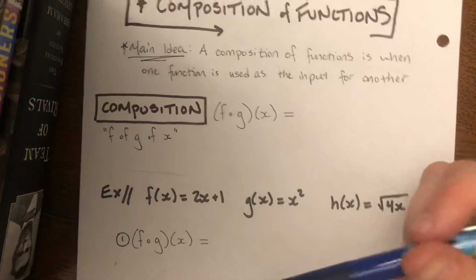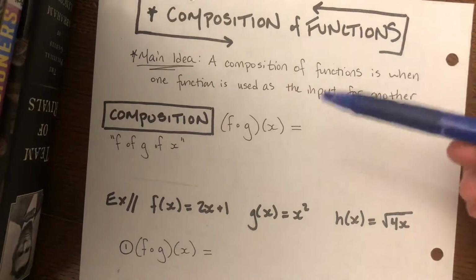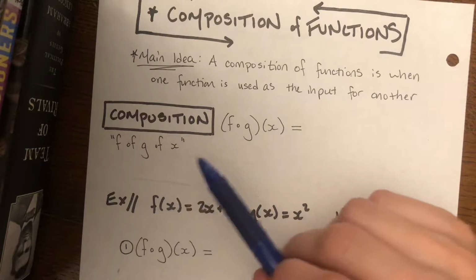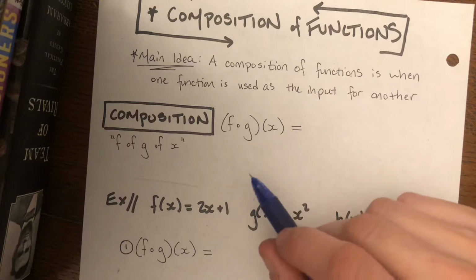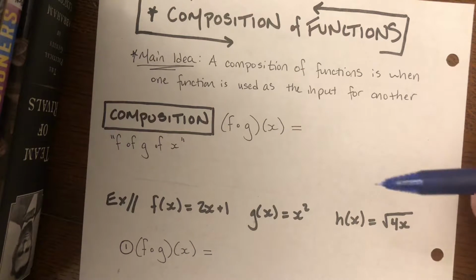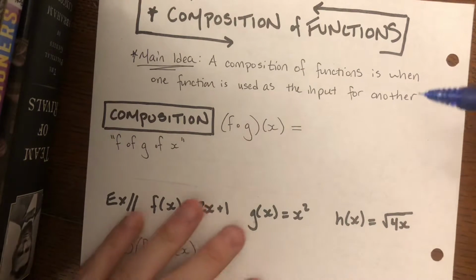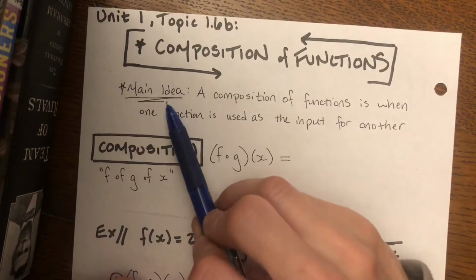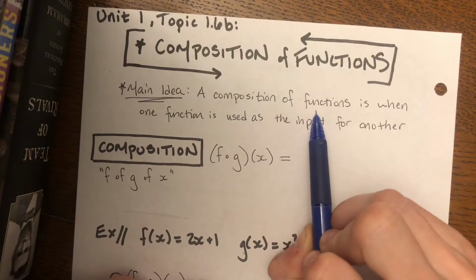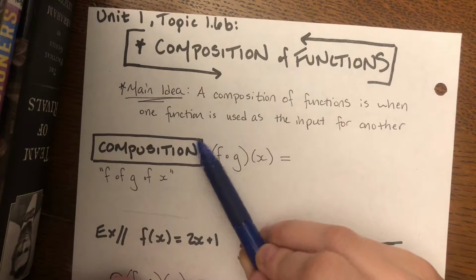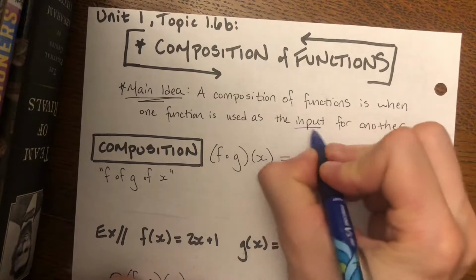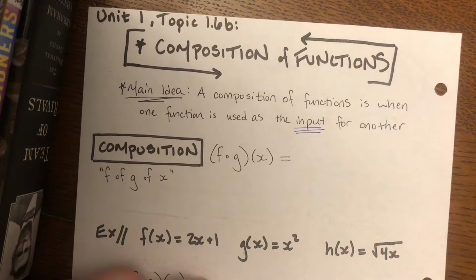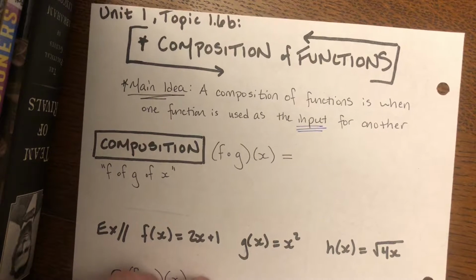Composition is something you've already done because you all know how to use a function with an input that is a variable. And we're essentially doing that with an extra step and a little bit of understanding on top of it. So here's what composition of functions is. The main idea is that a composition of functions is when one function is used as the input for another function. So one function is used as the input.